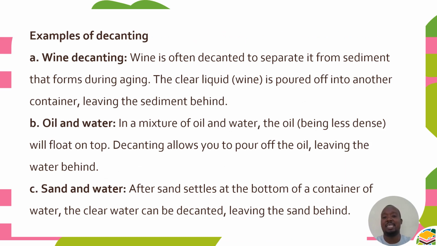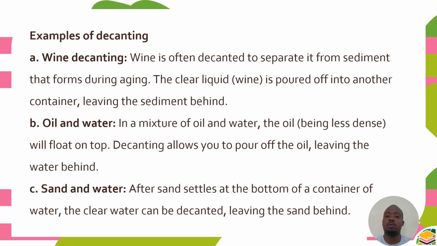Then on examples of decanting, you can have wine decanting, oil and water decanting, sand and water. So these are just examples where the physical process of decanting can be undertaken. So you have wine decanting, where wine is often decanted to separate it from a sediment that forms during aging. Remember, wine undergoes the process of aging. So the clear liquid, which is the wine, is poured off into another container, leaving the sediment behind.